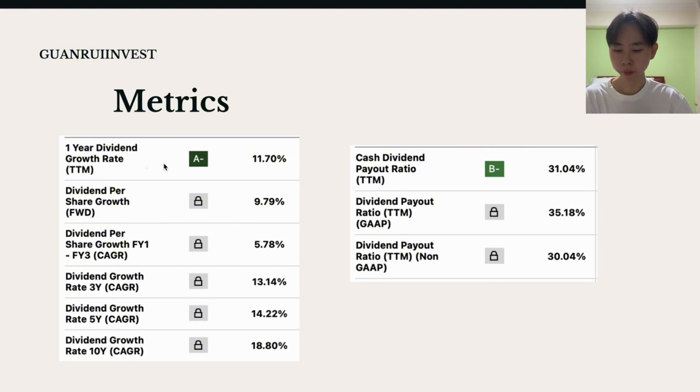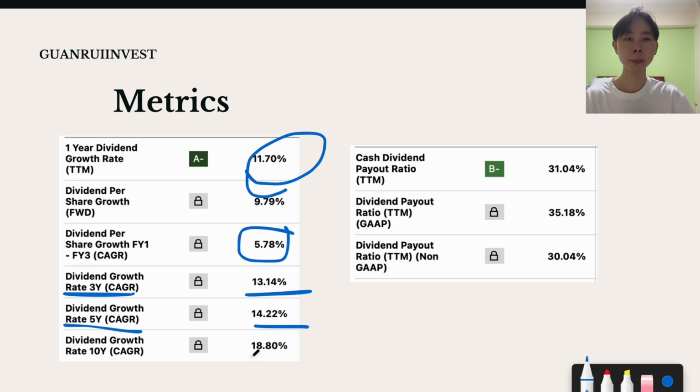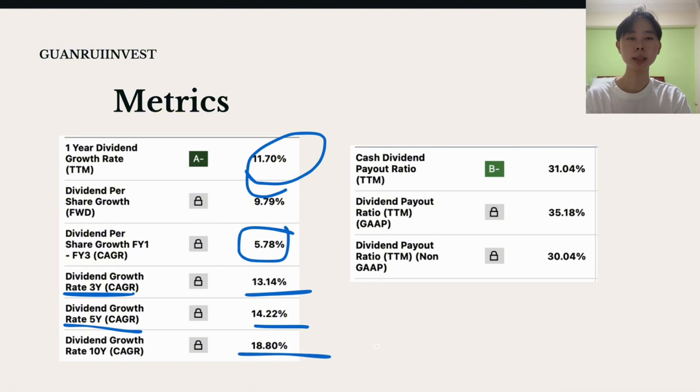The dividend growth over the past year has been around 11%. Dividend growth of the past 3 years is around 13%. Dividend growth for the past 5 years is around 14%, and dividend growth for the past 10 years is around 18% or so. So this is a company that is able to incrementally increase its dividends over time, and this is normally what you want to see for your dividend stocks.